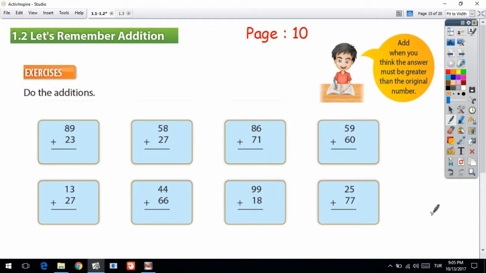In this video lesson, I am going to solve different question types in the second section. The second section is on page 10. That is 1.2, let's remember addition. Now let's look at the third question of this page.